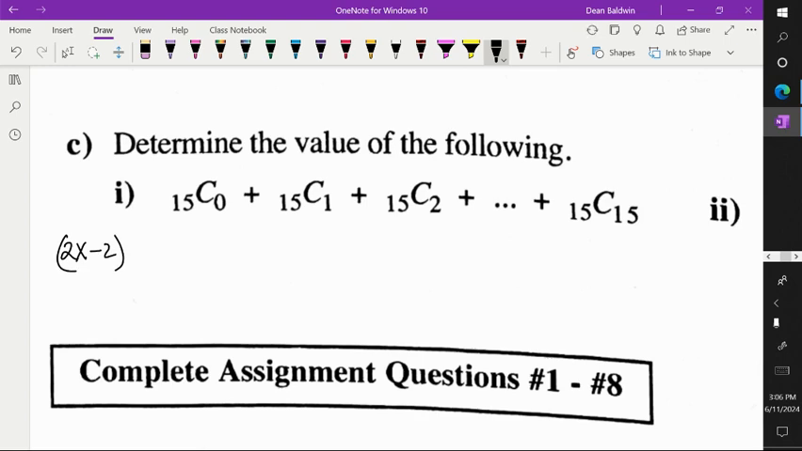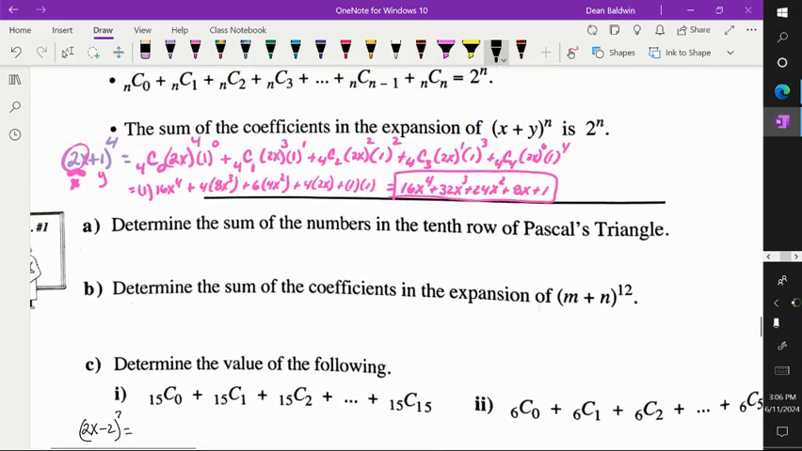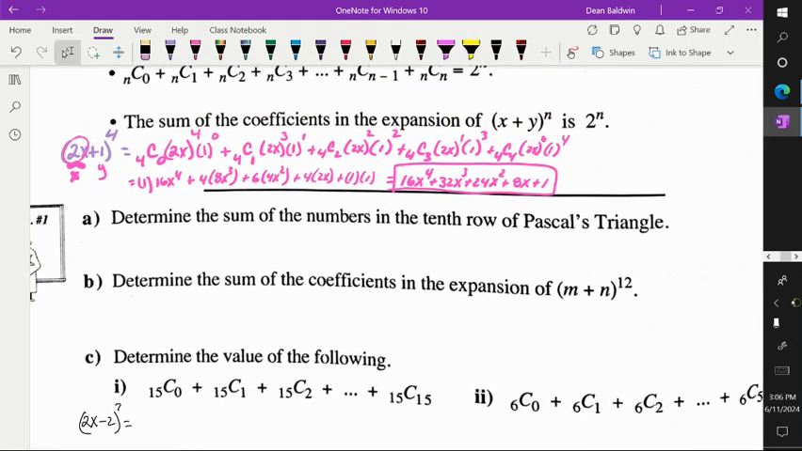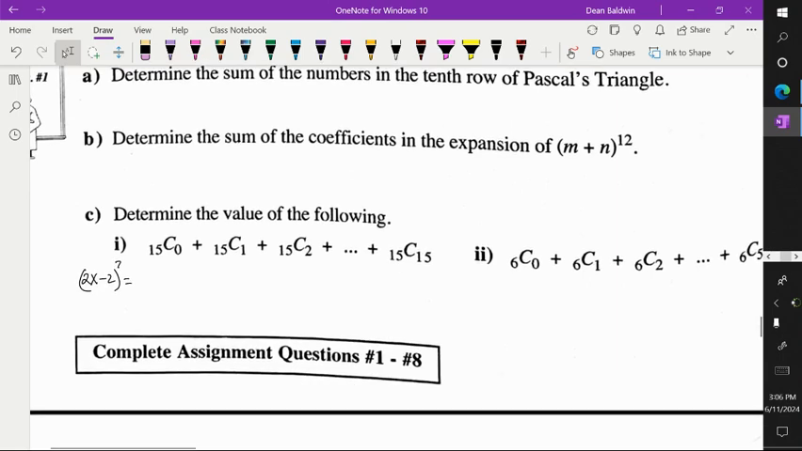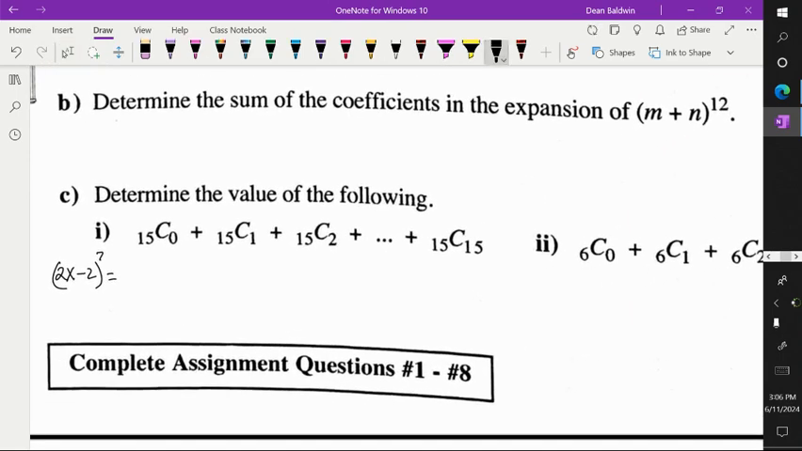2x minus 2 to the power, what power do we want? 15? No. Even I don't want to do 15. We'll do 7. Okay. How many terms should there be here? 7? Well, let's look at this one. How many terms do we have if it's to the power of 4? We have 2, 3, 4, 5. You always have one more than the power, okay? So we're going to have 8 terms. We're going to have 9 terms in the end.